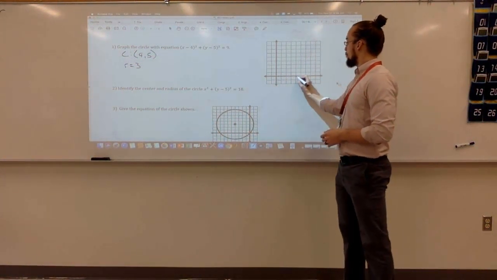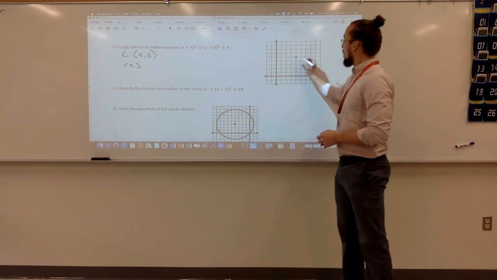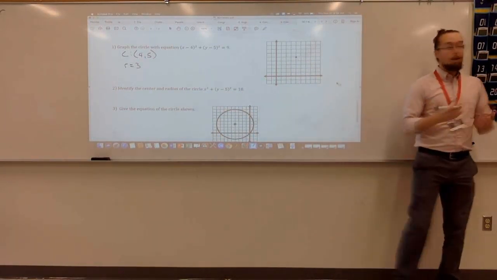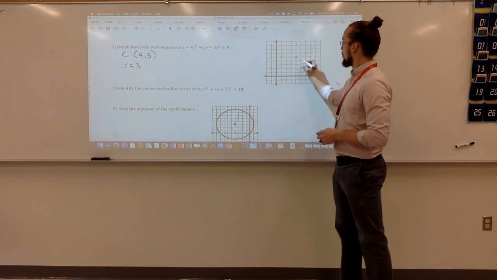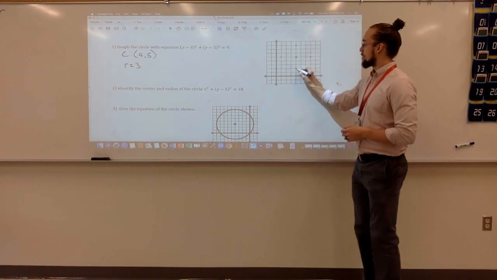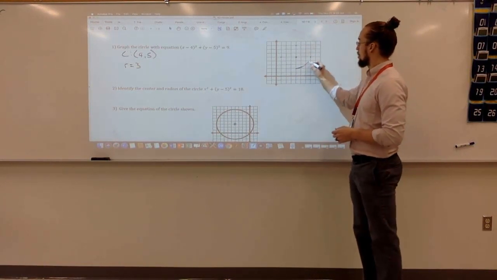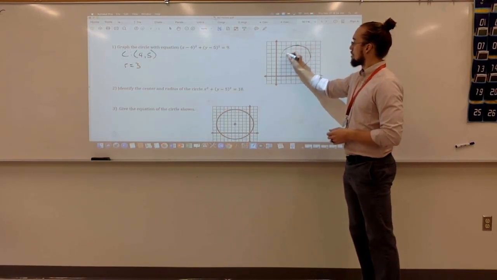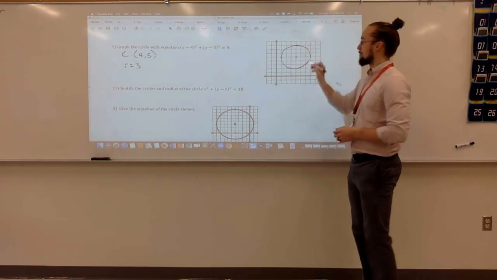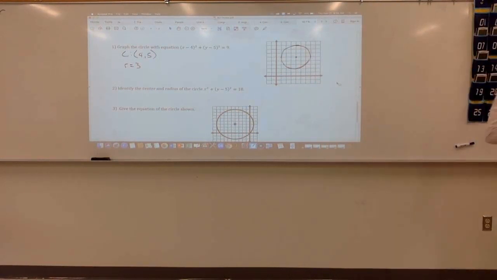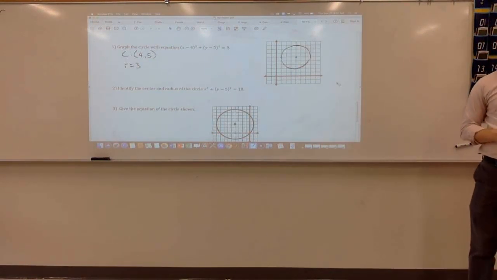There. We go to the point 4, 5. And then I go 3 away from that: right, left, up, and down. And then I sketch my circle. Okay, it's not going to be exact, but that's the idea. Right? Getting the center and the radius, and then we can sketch a pretty good picture of what this graph is going to look like.